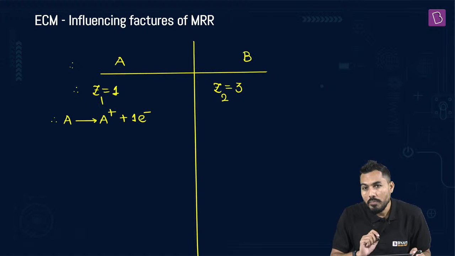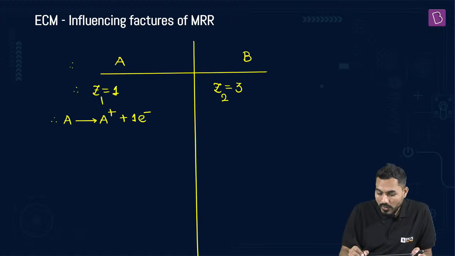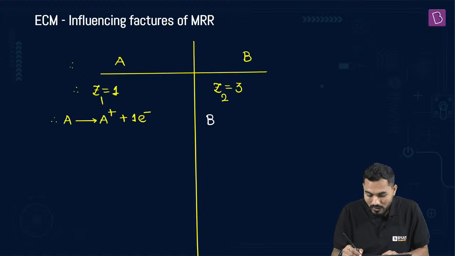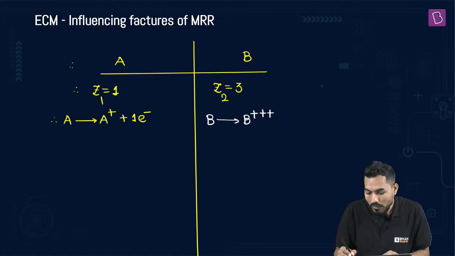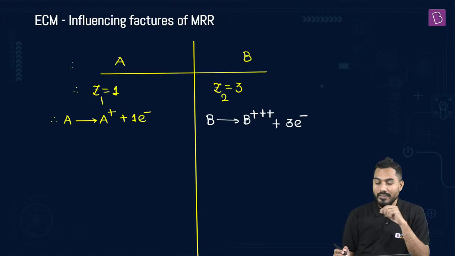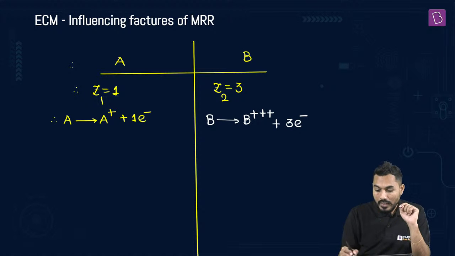What will happen in the case of B? The valency is 3. So can I say that B will release a B plus plus ion, because valency is 3, that means it will release 3 electrons. So when the 3 electrons are released, 1 B plus plus ion will be released.